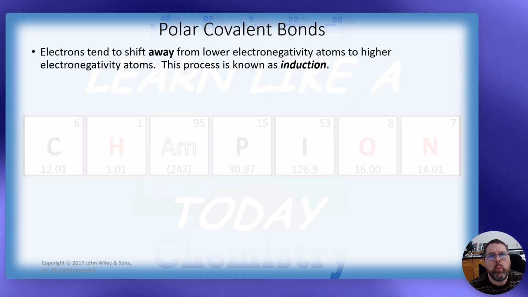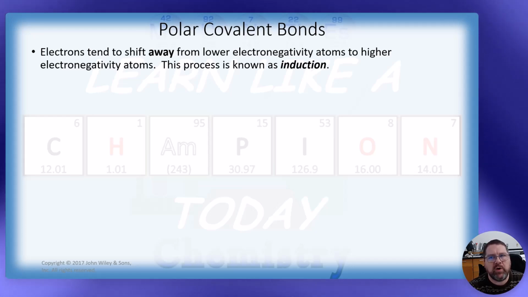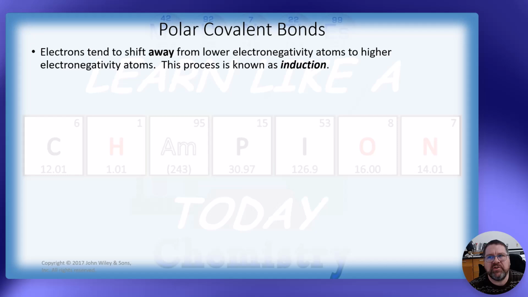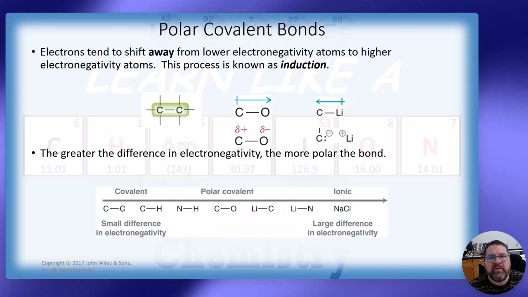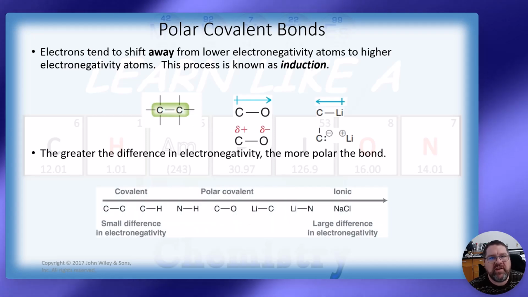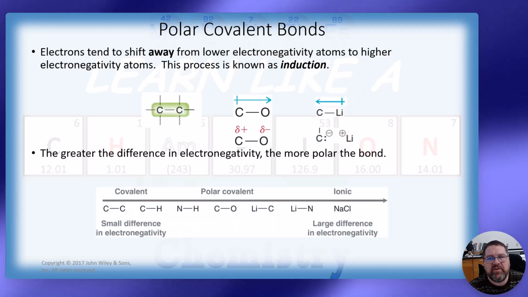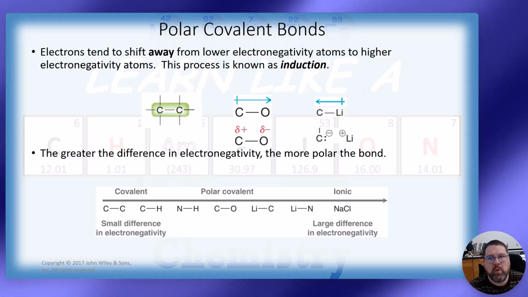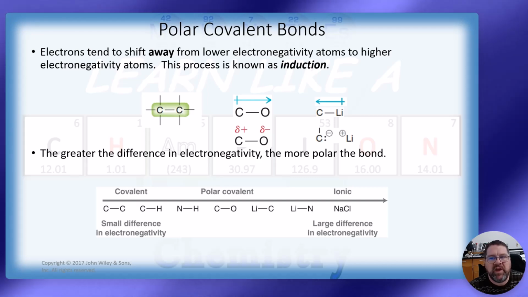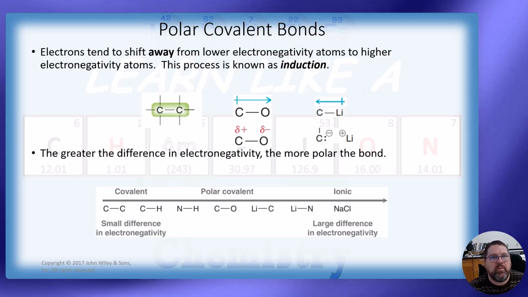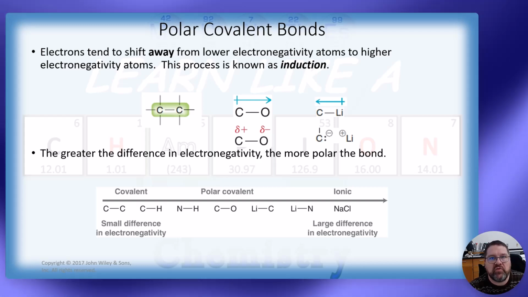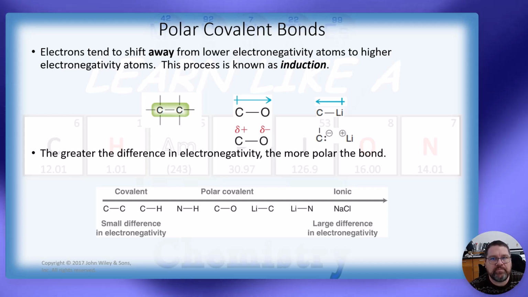So when we refer to this unequal sharing of electrons, that means that the electrons in a bond are going to tend to shift away from the atom that has the lower electronegativity value, the weaker attraction, towards the atom with the higher electronegativity. And that process is formally called induction. And so the greater the difference in electronegativity between two atoms, the greater the inductive effect will be, and the more polar that bond will end up being, until we reach a point where, again, it essentially becomes an ionic bond, where the electron ownership is generally considered to have transferred to the more electronegative atom.